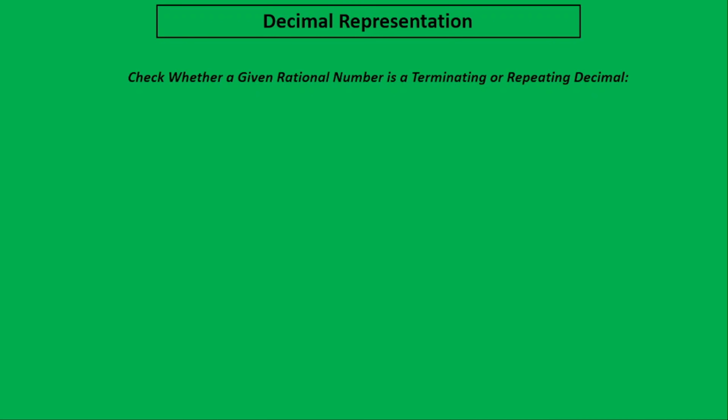So rational numbers are terminating or non-terminating repeating decimals. Either it can be terminating or non-terminating repeating. Only two cases, because a non-terminating and non-repeating decimal is an irrational number. We have seen that.